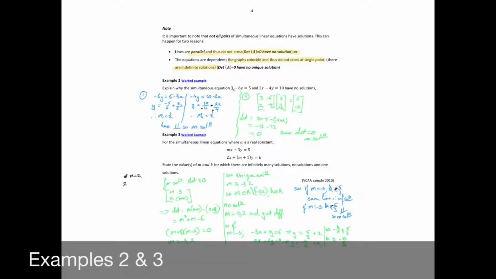Let's come over here to the left-hand side and check where m is equal to 2. If I put m equal to 2 in there, I get 2x plus 3y is equal to 5, and 2x plus 3y is equal to k. Clearly, if k is equal to 5, I have identical lines. So if m is equal to 2 and k is equal to 5, we have the same line, which gives infinite solutions. And if m is equal to 2 and k doesn't equal 5, all we have is the same gradient but different y-intercept, so just parallel lines. That gives no solutions.